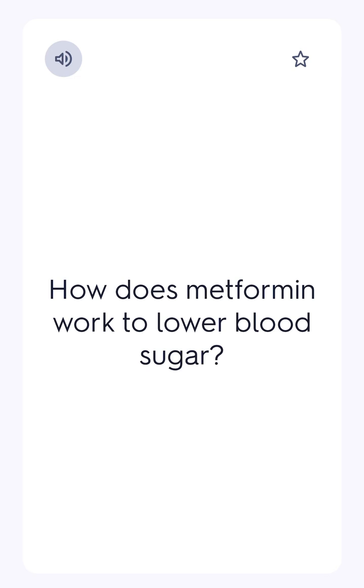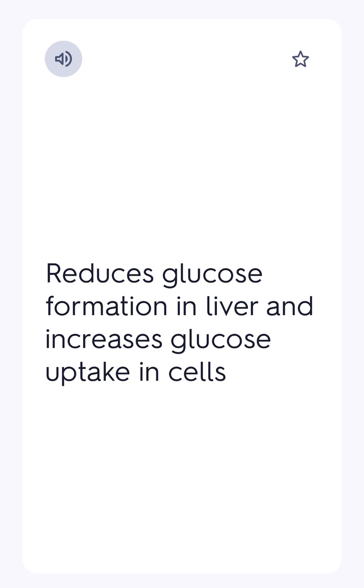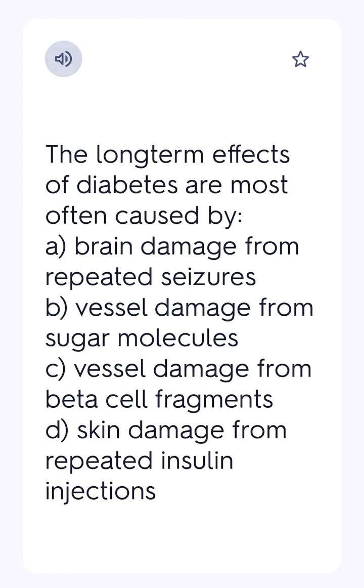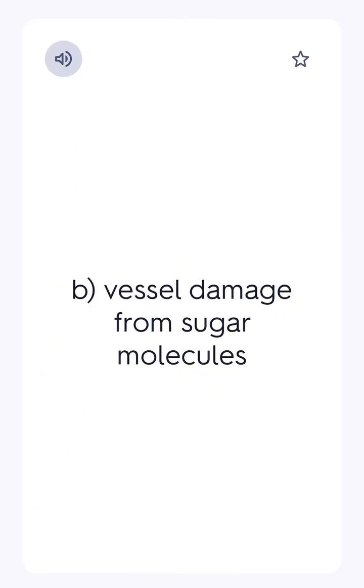How does metformin work to lower blood sugar? Reduces glucose formation in the liver and increases glucose uptake in cells. The long-term effects of diabetes are most often caused by A, brain damage from repeated seizures; B, vessel damage from sugar molecules; C, vessel damage from beta cell fragments; D, skin damage from repeated insulin injections. B, vessel damage from sugar molecules.